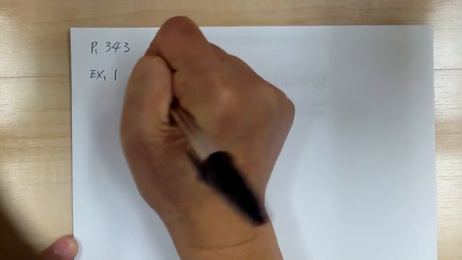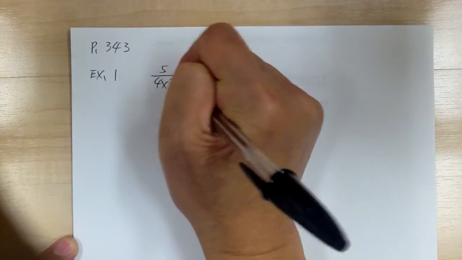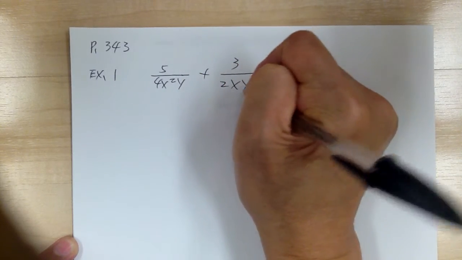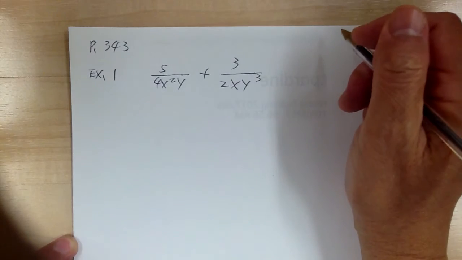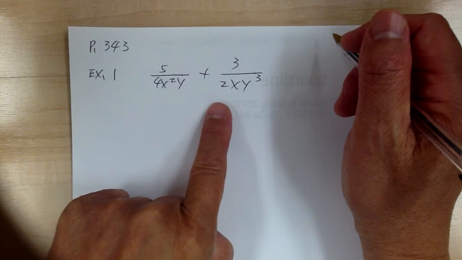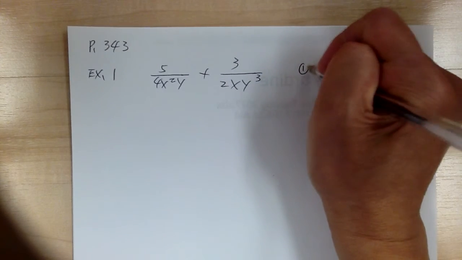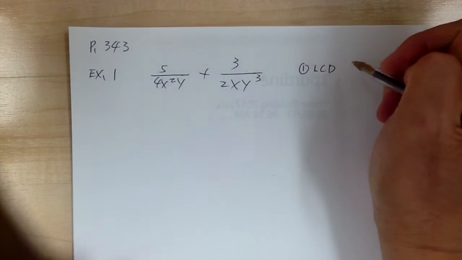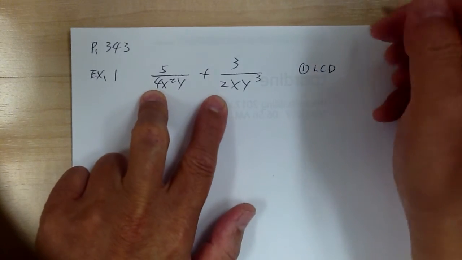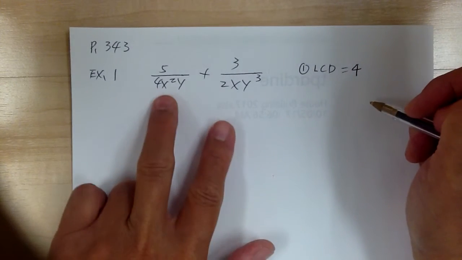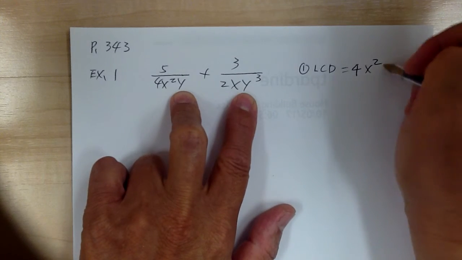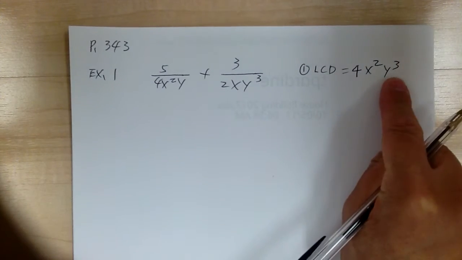You're adding 5 over 4x squared y plus 3 over 2xy cubed. So the denominators are not the same, so you have to make them the same. First thing you need to do is get your LCD. For the LCD, you just do number, alphabet, and group. The numbers 4 and 2 give you 4. The alphabet, the x and x squared, will give you x squared. Y and y cubed will give you y cubed. So first, get your LCD.